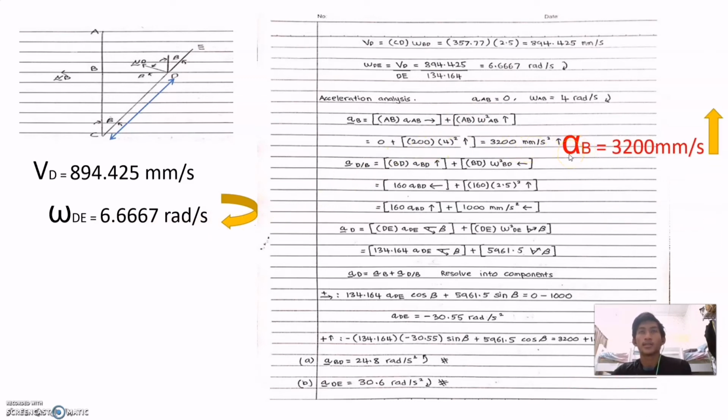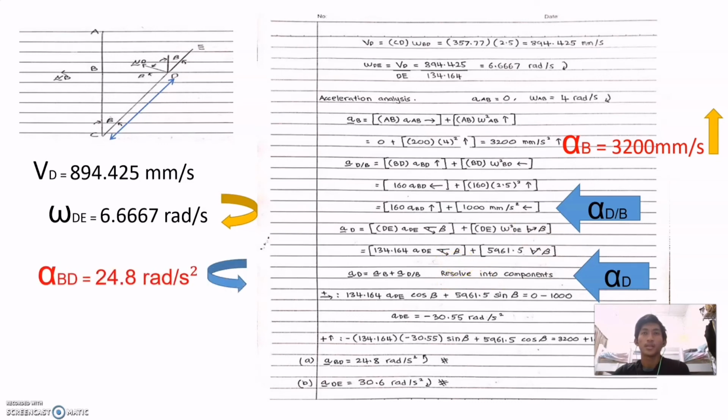Acceleration analysis. Acceleration B, the answer is 3200 mm per second squared upward. For acceleration D over B, the answer is this. And this is the answer of acceleration D. And the positive to the right, 134.164 alpha DE cos beta plus 5961.5 sin beta equals 0 minus 1000.